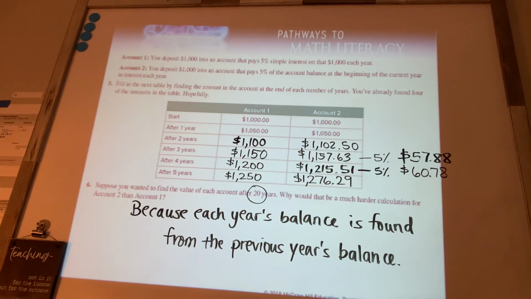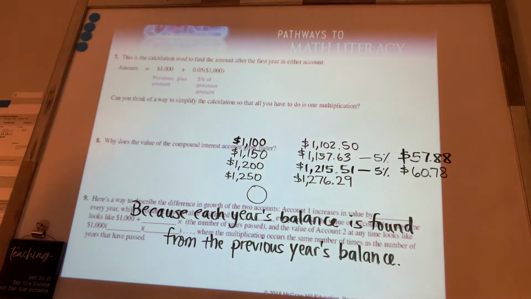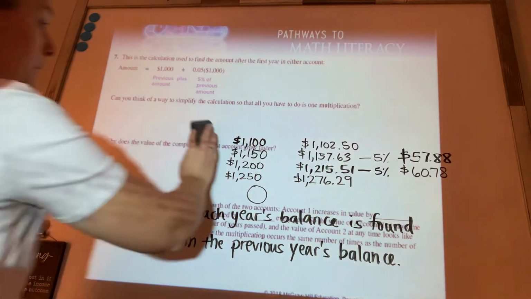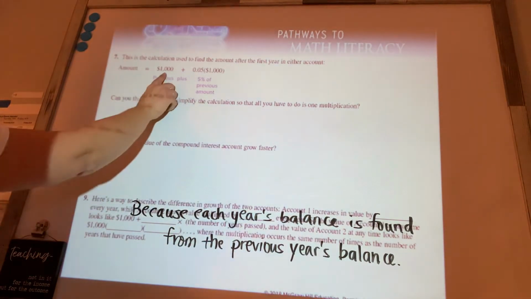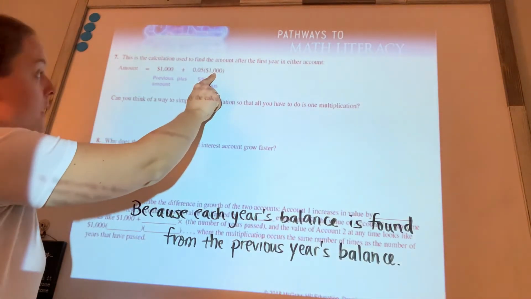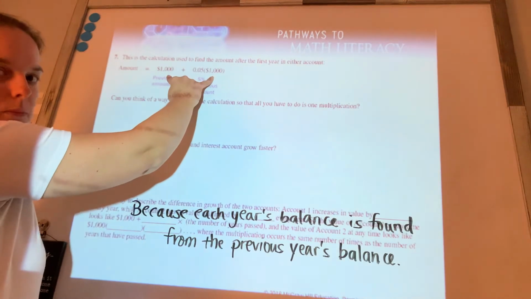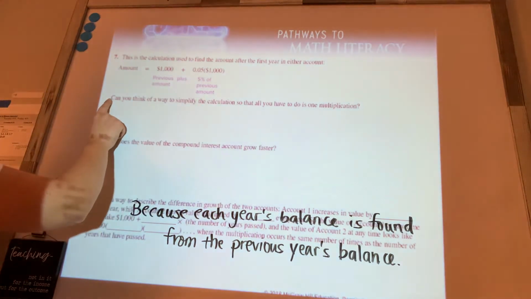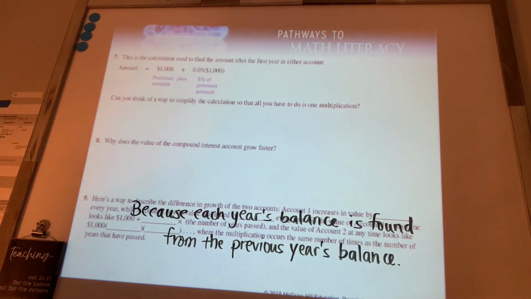All right, so moving on, number 7, it says this is the calculation used to find the amount after the first year in either account. So what they do here is they're starting with $1,000 plus 5% of the previous year's balance. For the first year, both accounts look the same, right? But what they want me to do for number 7 is it says, can you think of a way to simplify the calculation so all you have to do is one multiplication?